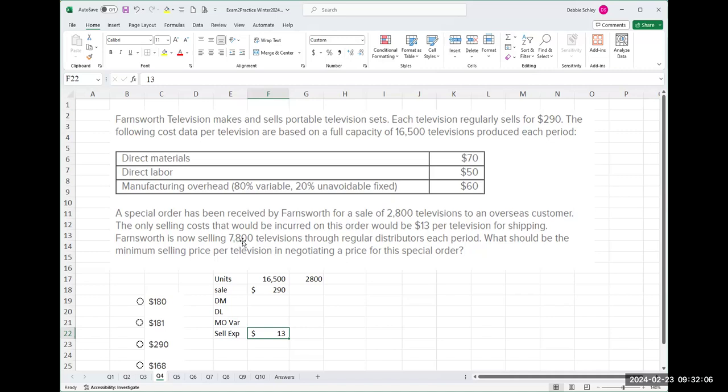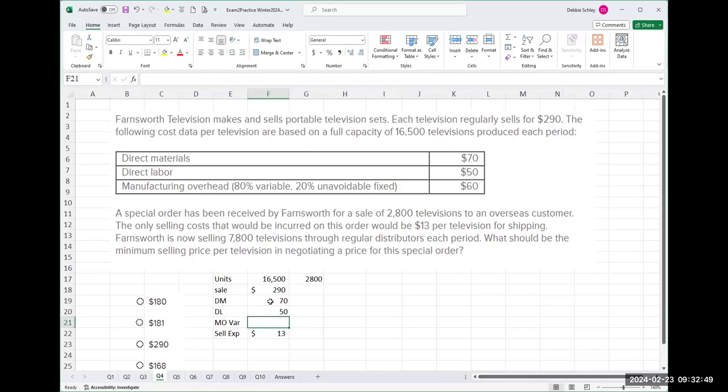Farnsworth is now selling 7,800 televisions through regular distributors each period. What should be the minimum selling price per television in negotiating a price for this special order? So essentially, all we really need to know is what it is going to cost to make, and it says per television, so per unit. So I just need to deal with per unit. So it's going to be $70 of direct materials, $50 of direct labor.